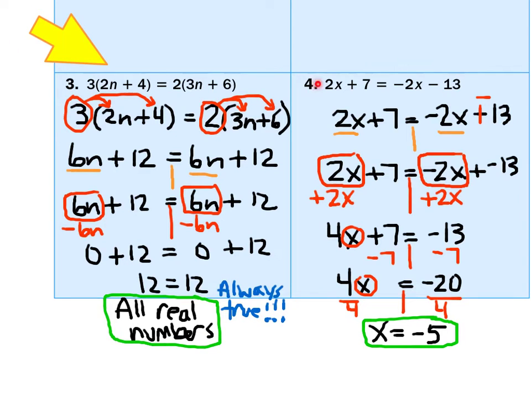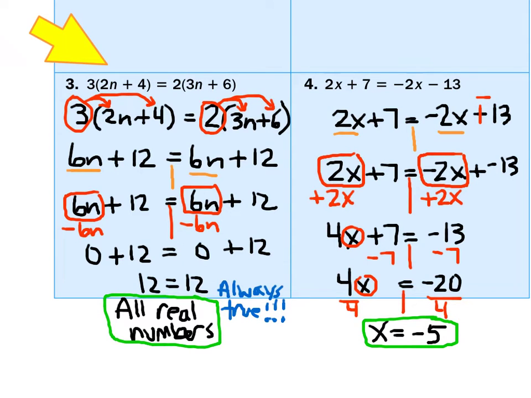Okay, and then take a look at number 4. I have 2x plus 7 equals negative 2x minus 13. So the first thing we do is write it out exactly like they gave it to us. And then I grabbed my red and I added a line and changed the sign in front of the 13.